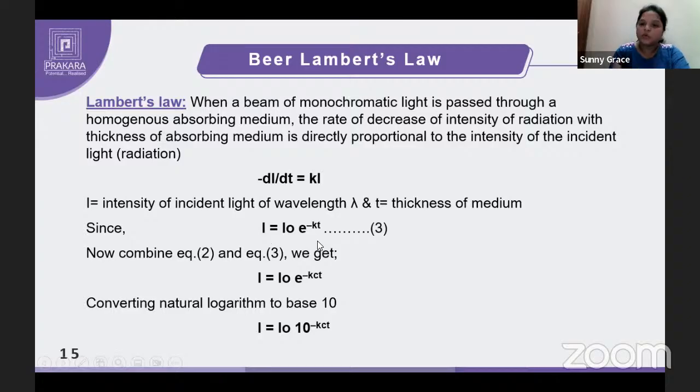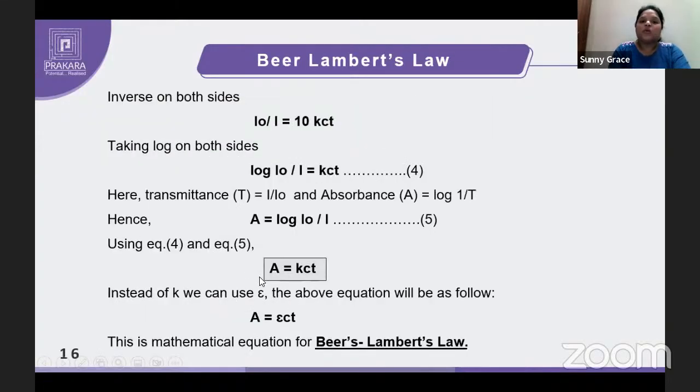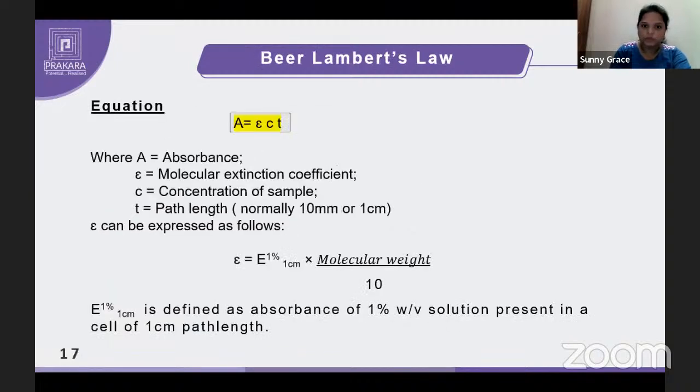So by combining both Beer's and Lambert's law, we get this equation, that is I is equal to I naught e to the power of minus kct. So finally, whatever we have seen in the theory, that is A is equal to ECT, is what we have derived here. This is the mathematical equation for the Beer-Lambert's law. So let's see each one by one.